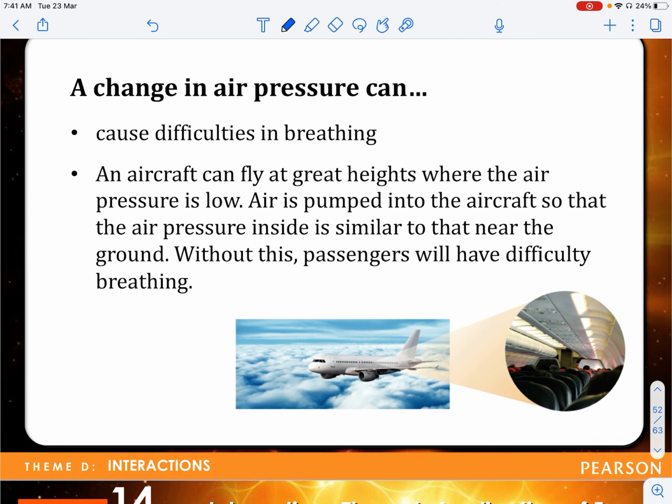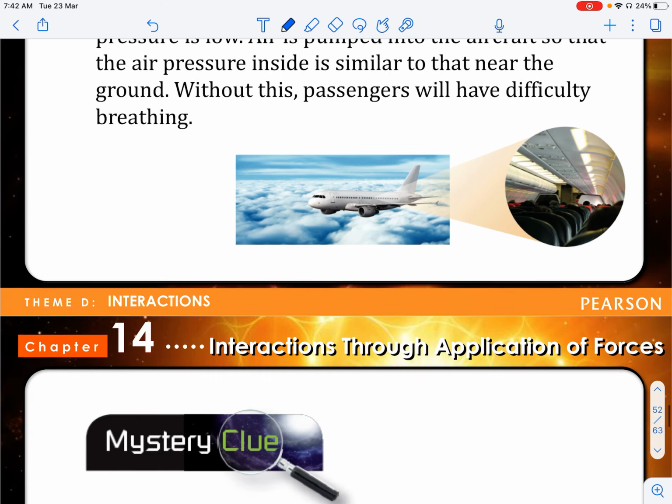So a change in air pressure can result in breathing difficulty. That's why if the airplane flies at very high altitude, where the air pressure is low, air has to be pumped into the aircraft to maintain the air pressure so that you're able to breathe normally. As compared to, let's say you go hiking or climbing a high mountain, sometimes the higher you go, the air is thinner, so it gets harder to breathe.